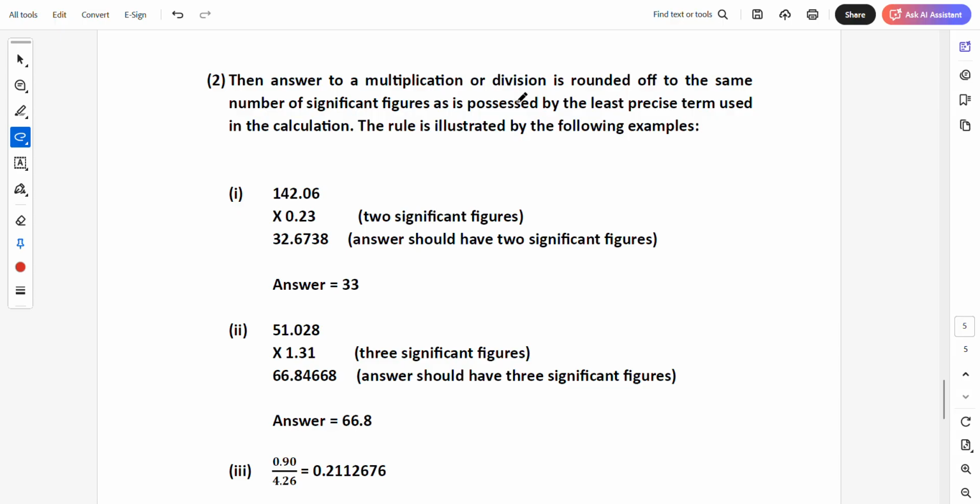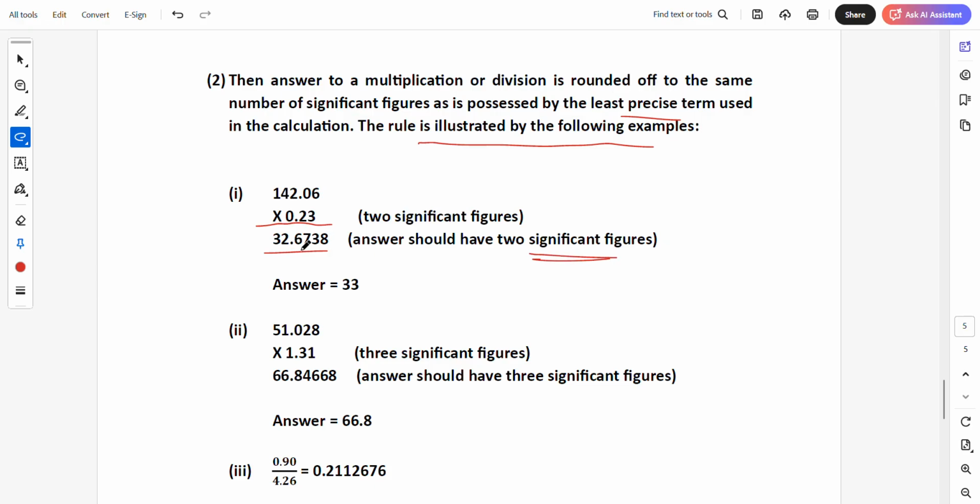The answer to a multiplication or division is rounded off to the same number of significant figures as is possessed by the least precise term used in the calculation. The rule is illustrated by the following examples. Now we are multiplying 142.06 into 0.23. In case of addition and subtraction, you should see the least decimal places. Here you should see the least significant figures. Here how many significant figures are there? Only 2. Here 1, 2, 3, 4, 5 are there. After multiplication, the answer should have 2 significant figures.